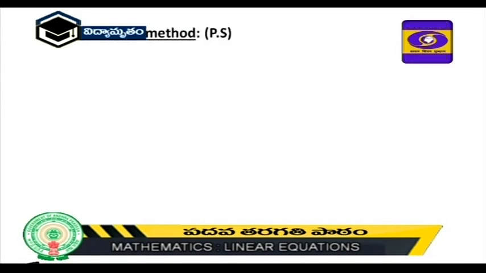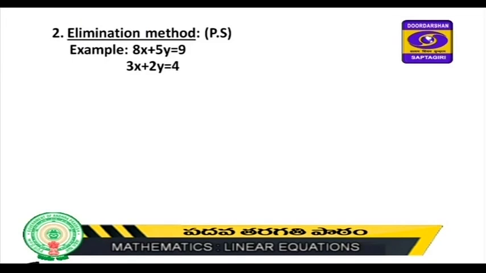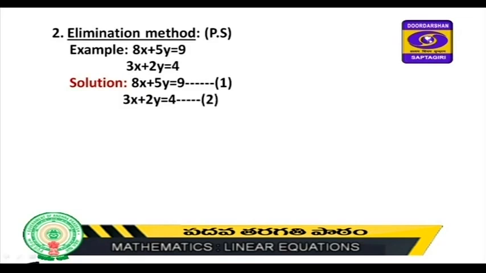Then I will go to the next method, the elimination method. It also comes under problem solving. For example, 8x plus 5y equal to 9, then another equation is 3x plus 2y equal to 4. Then how can we solve these two equations? By using the elimination method. That is, the first equation is 8x plus 5y equal to 9, and the second equation is 3x plus 2y equal to 4. To make the coefficients equal, because this is the elimination method. Previously we discussed the substitution method. Here we are discussing elimination. Here we have to eliminate any one variable from one equation.